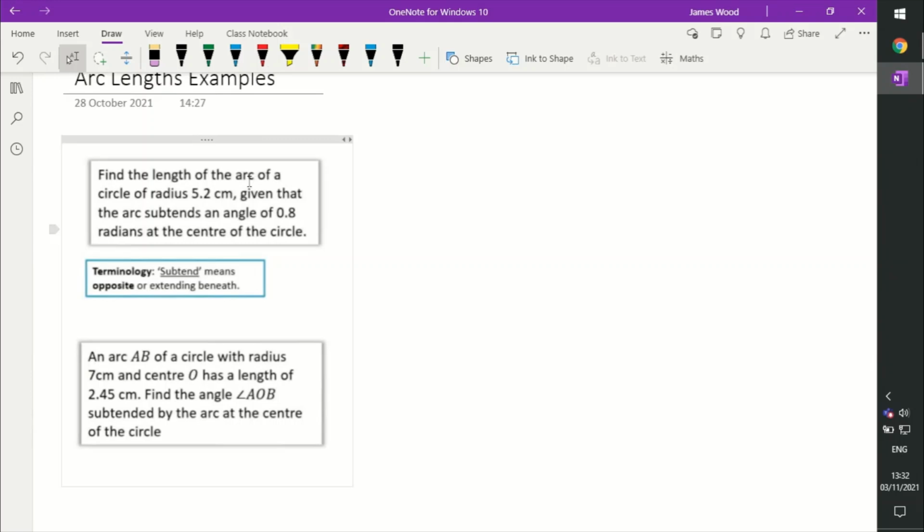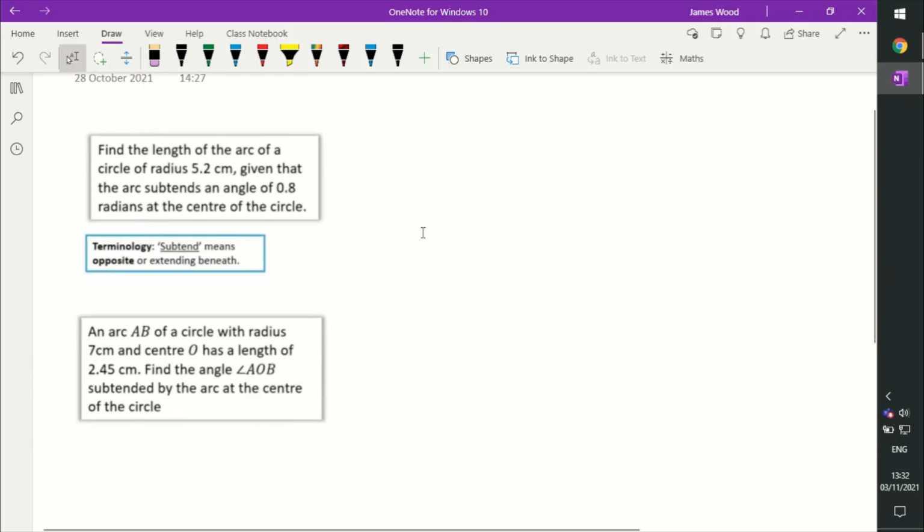Okay, so I'm just going to look at a couple of examples here. These are going to be to do with arc lengths first of all. Let's find the length of the arc of a circle of radius 5.2 centimeters, given that the arc subtends an angle of 0.8 radians at the center of the circle. Here I've also written the word subtend. You might see that. It means opposite or beneath. I'll show you what this looks like as a diagram.